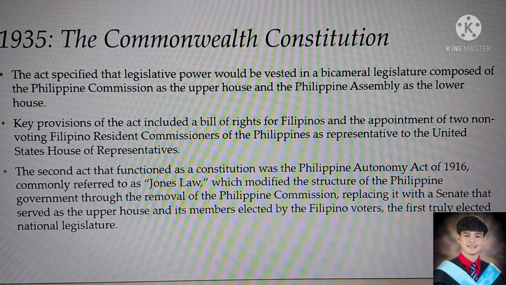The second act that functions as the Constitution was the Philippine Autonomy Act of 1916, commonly referred to as Jones Law, which modified the structure of the Philippine government through the removal of the Philippine Commission. So, pinalitan yung pangalan, naging Senate na ito, that served as the upper house and its members elected by the Filipino voters, the first truly elected national legislators. Kasi 'di ba yung mga nakalipas, binoboto lang ng Constituent Assembly. Pero ito, mga tao na talaga, mga Pilipino na mismo ang bumoboto.